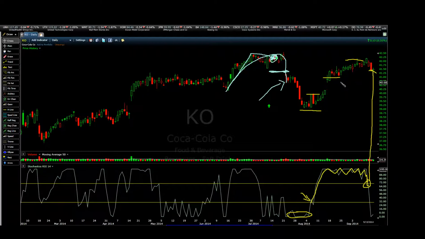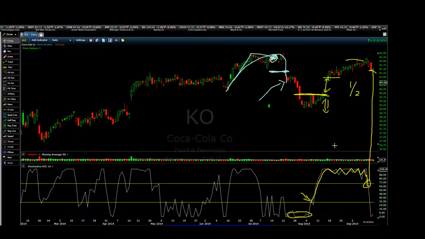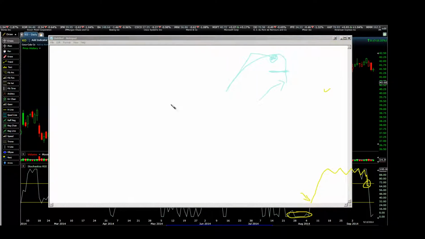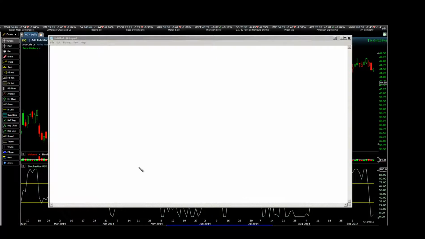Some of my students like to, once they make 1:1, take half of the position and put a stop to break even. But it's entirely up to you. For me, let me repeat what I like to do. What I like to do is, let's say, buy over this point, and my risk is here.